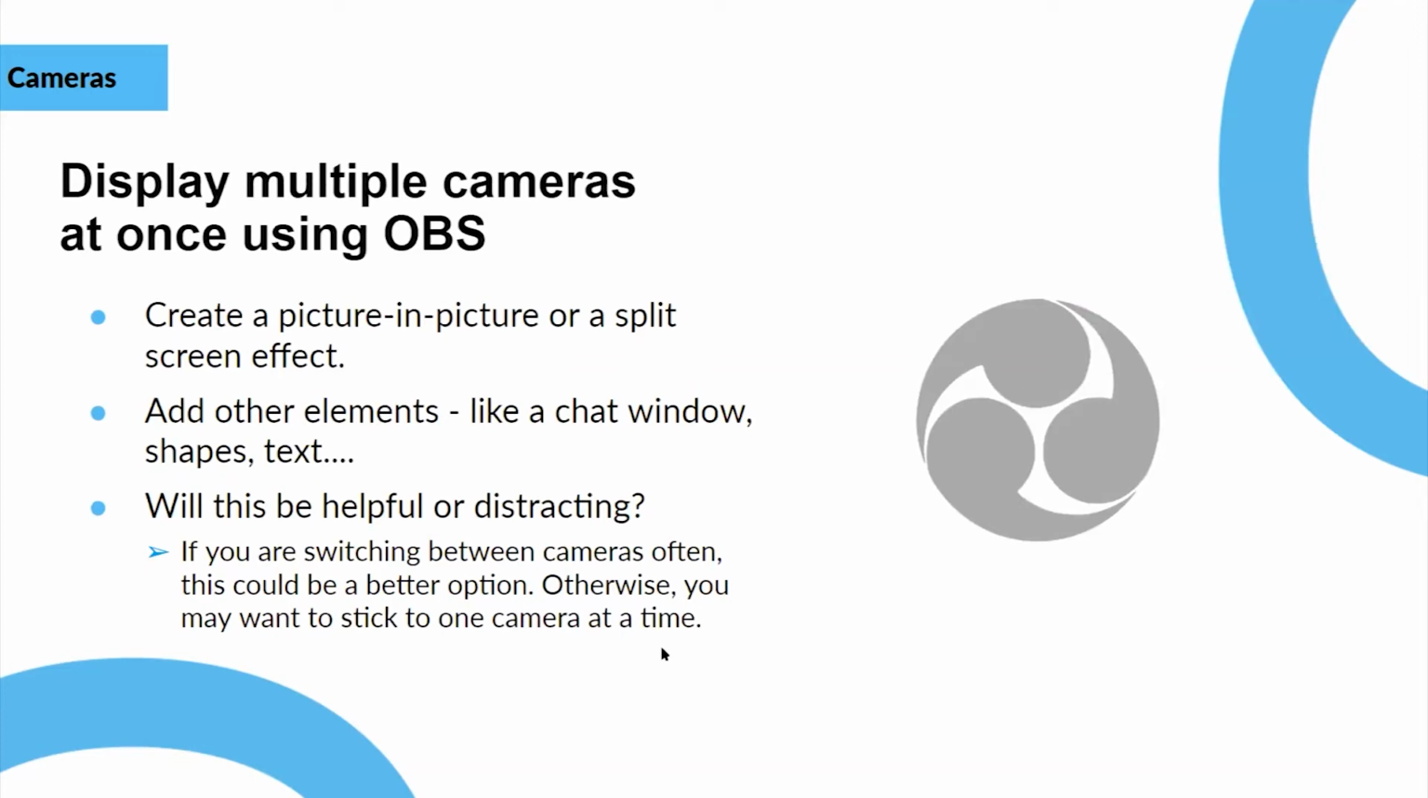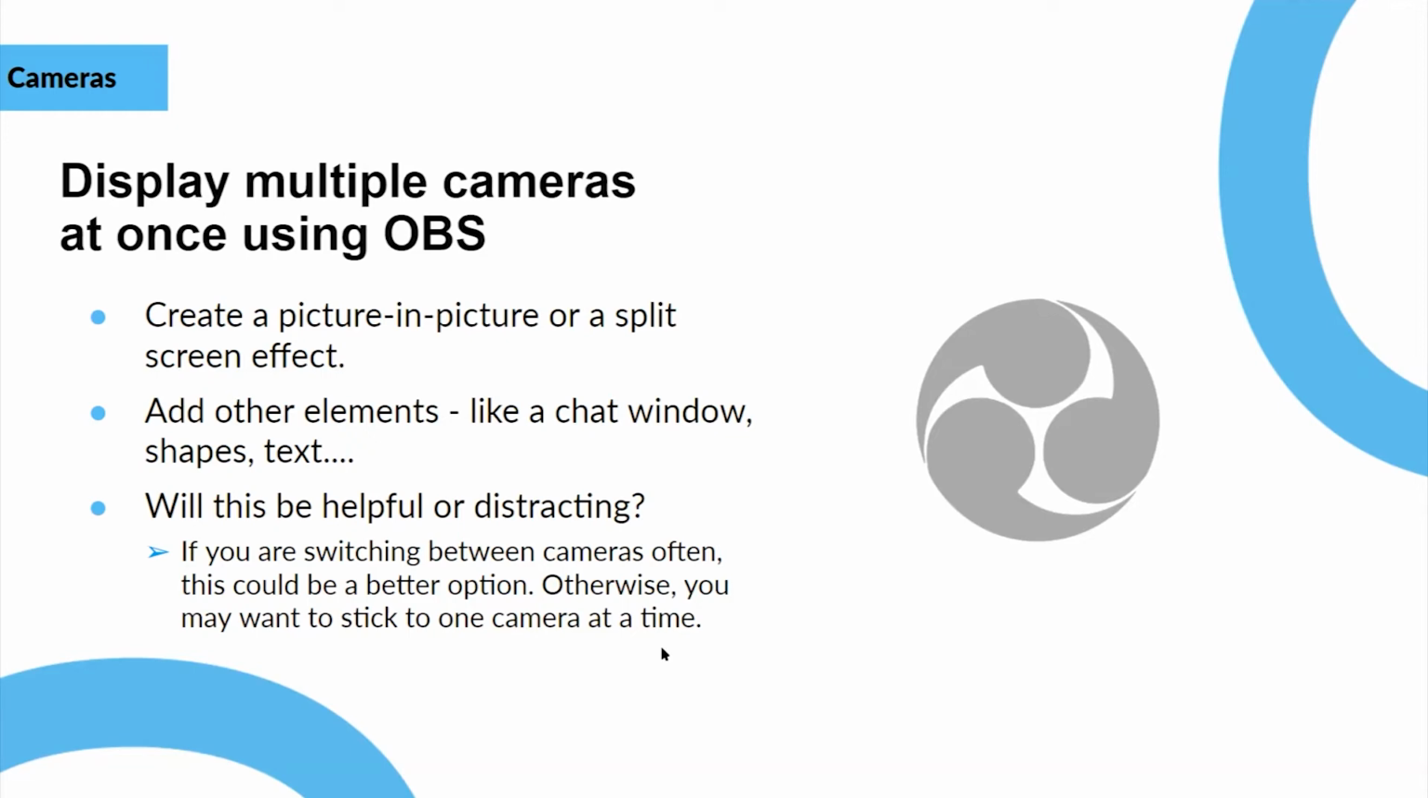So it's great because you can do that picture-in-picture look like Chloe was showing you. It lets you add other elements like maybe a chat window or a shape or some more text. So if you want to have some text that stays permanently on the screen while you're doing something, like working out assignment 1's question 2 or something, and you want to put that up there so that everyone knows what you're working on, even if they join late, you can do that. But it could be distracting, right? So having multiple screens up at once, if it's not necessary, might add extra complexity where it's not needed.